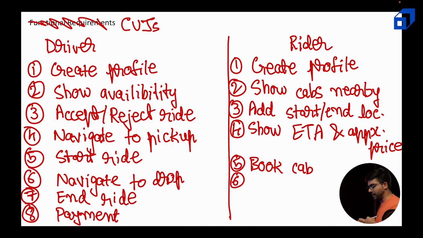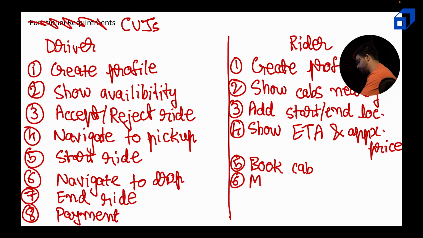So once the driver accepts the ride, the driver will navigate to the user and the user will sit in the cab, the driver will start the trip, the driver himself or herself is going to navigate to the end location and then drop the user. Lastly, the user is going to make the payment and rate the driver. So that is also an optional requirement, but let's add make payment over here.